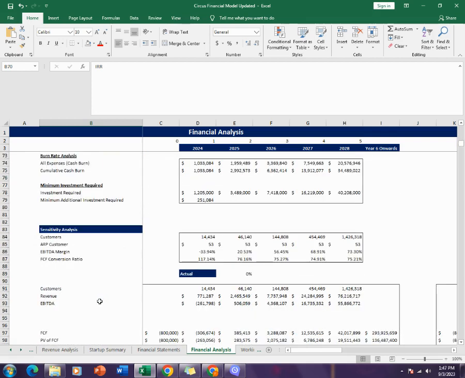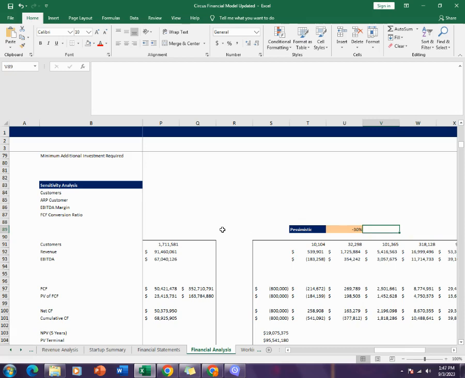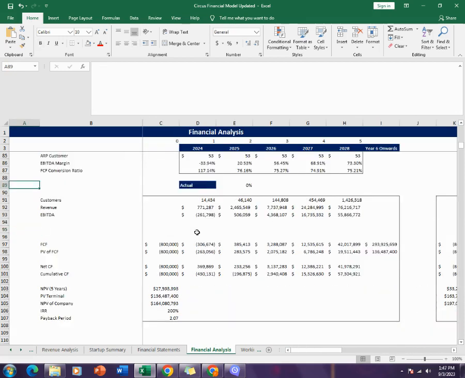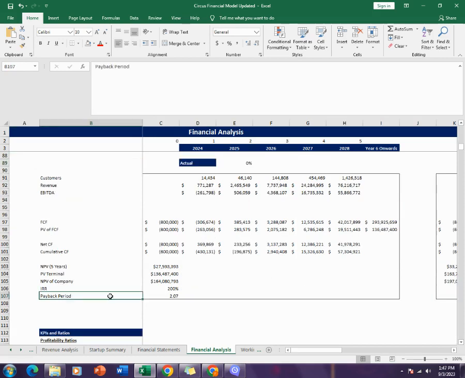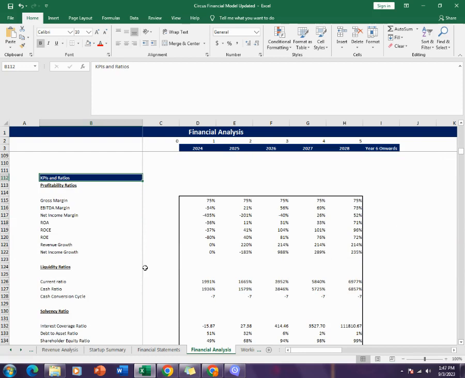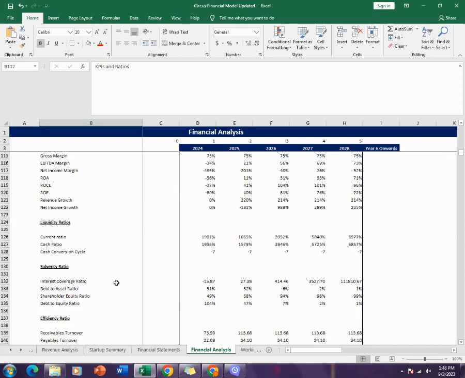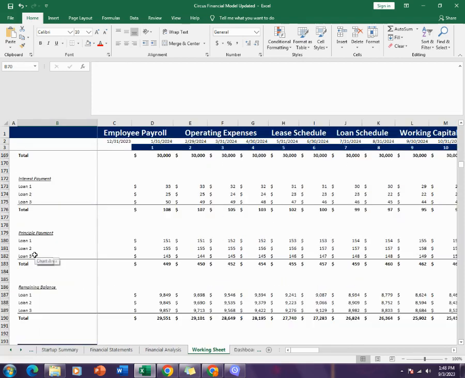Then comes the sensitivity analysis. The sensitivity analysis gives you the actual, pessimistic and optimistic scenario based calculations of the company. This sensitivity analysis gives you the payback period of the company in these three scenarios. Then comes the KPIs and ratios. These KPIs and ratios include the profitability ratios of the company, liquidity ratios of the company, solvency ratios, and efficiency ratios of the company.